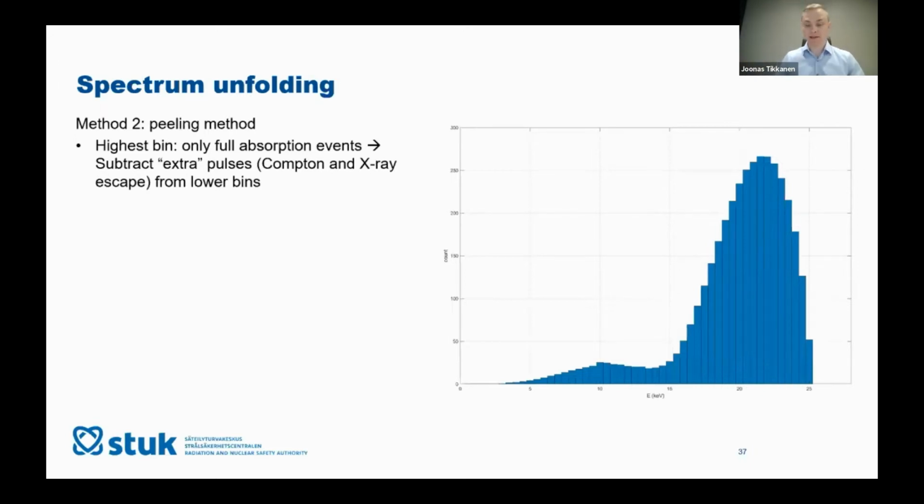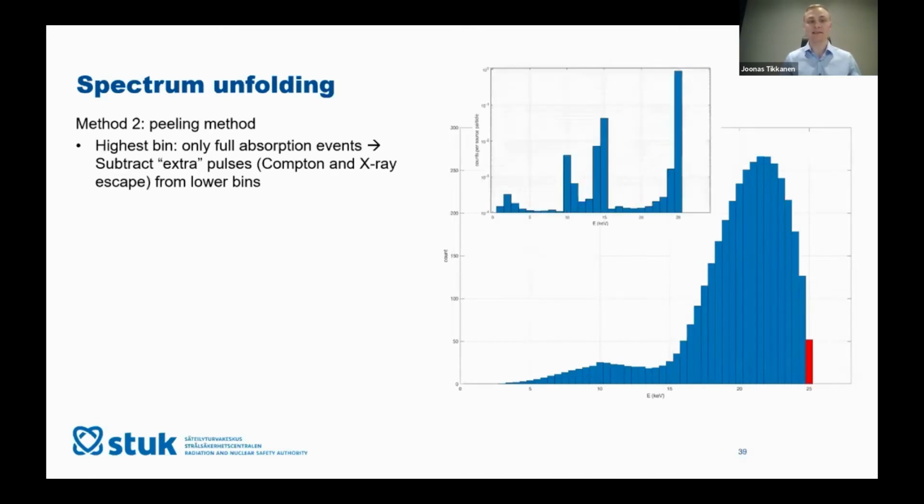Now, if we look at the measured spectrum and the highest bin of the spectrum, you remember when we have monoenergetic photons coming into the detector, it has some type of response. Here it is, for example, for the 25 keV photons. All of these so-called extra counts are at lower energy than the photopeak. So if we look at the highest bin of the spectrum, we can say that if the bin size is small enough, this bin is free from these Compton scattering and X-ray escape events. So it's only full energy absorption events, which means that with the response of this bin, we can subtract the counts from all the lower bins.